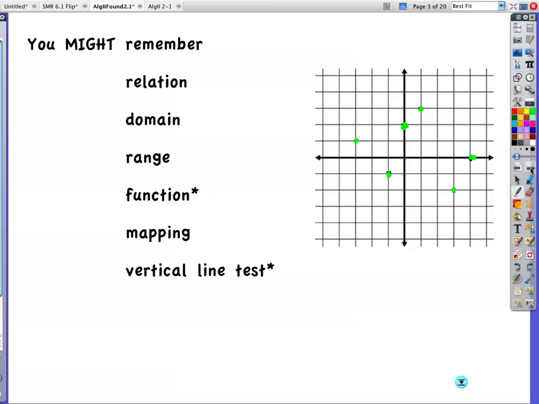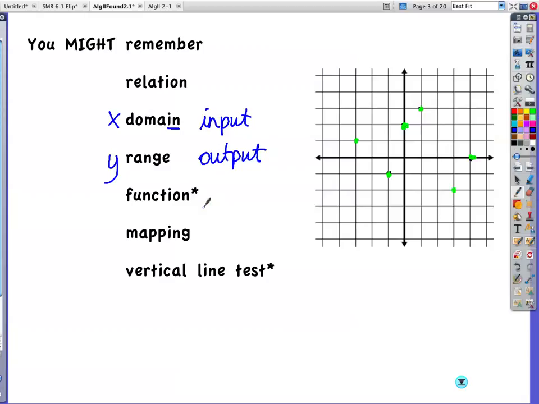Domain. Domain is your input values. Notice "in" is in both places. Range is your output. To put it simply, we're going to call domain the x values and range the y values. A function, I'm going to deal with that a little bit later here. I've got an entire screen for that.